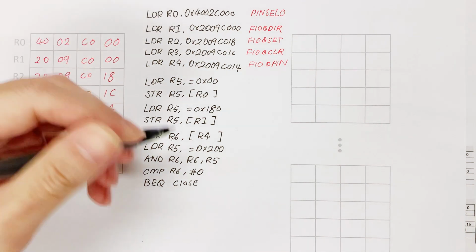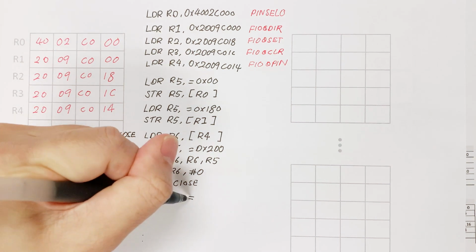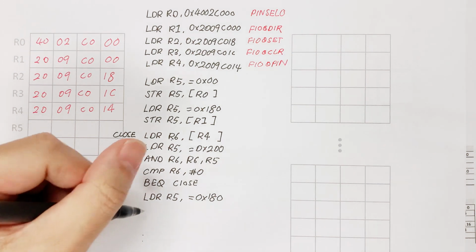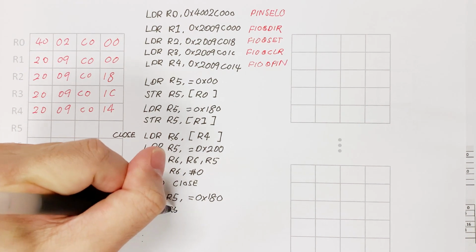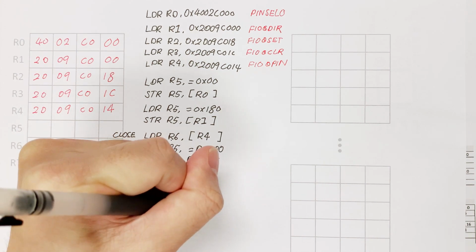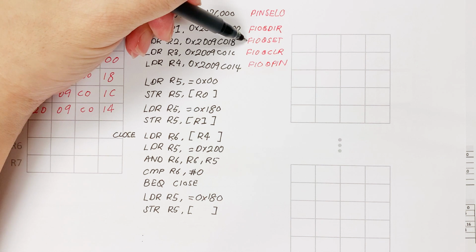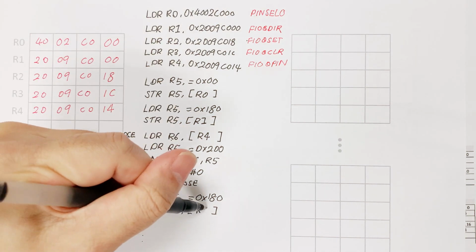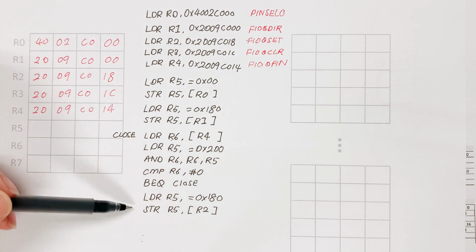But before we can do that, we need to put the value into register 5 first. And only with that can we store whatever value we have in register 5 into the memory address given by R2, or our FIO 0 set registers. So with that, the LED and the buzzer should turn on as we expected in our design. And with that, this is the solution for our simple alarm system.